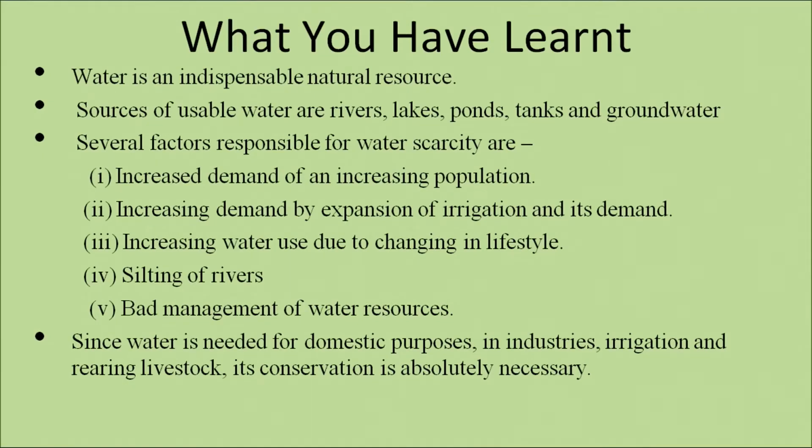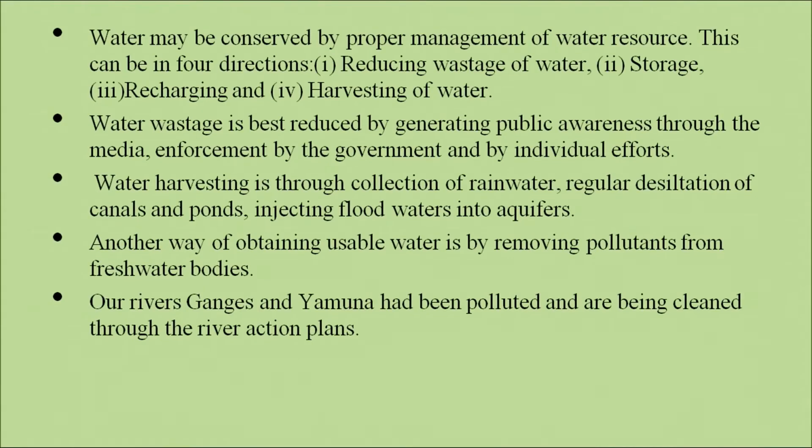Since water is needed for domestic purposes, in industries, irrigation and rearing livestock, its conservation is absolutely necessary. Water may be conserved by proper management of water resources. This can be in four directions. Reducing water wastage is best done by generating public awareness through the media, enforcement by the government and by individual efforts. Water harvesting is through collection of rainwater, regular desiltation of canals and ponds, injecting flood waters into aquifers.